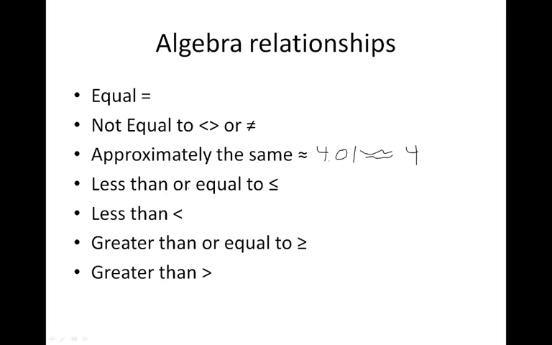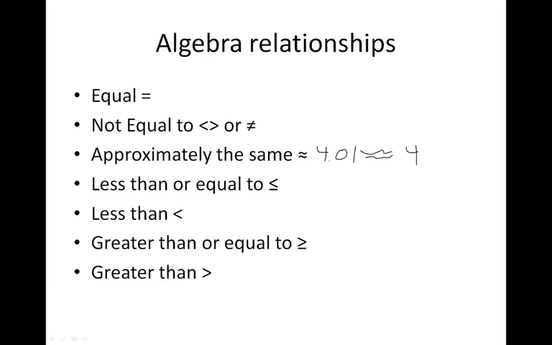Less than or equal to is this little bracket here, open to the right with a line under it. If it doesn't have the line under it and you just have the open bracket pointed towards the right, it is just a less than symbol. 3 is less than 5. 3 is less than or equal to 5. 3 is less than or equal to 3.